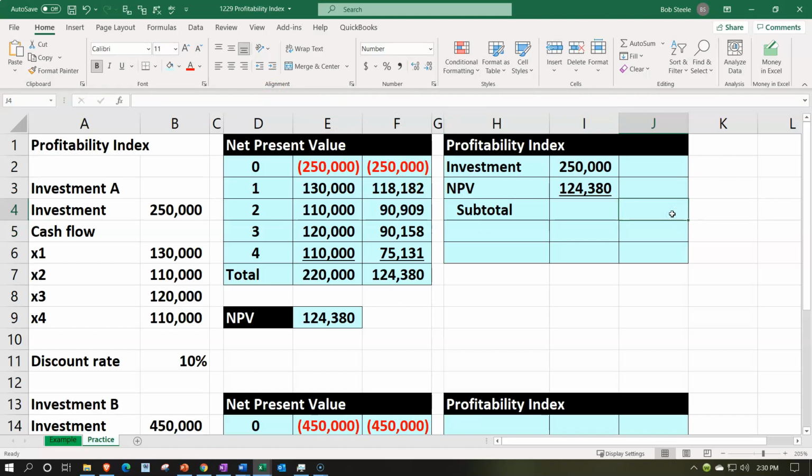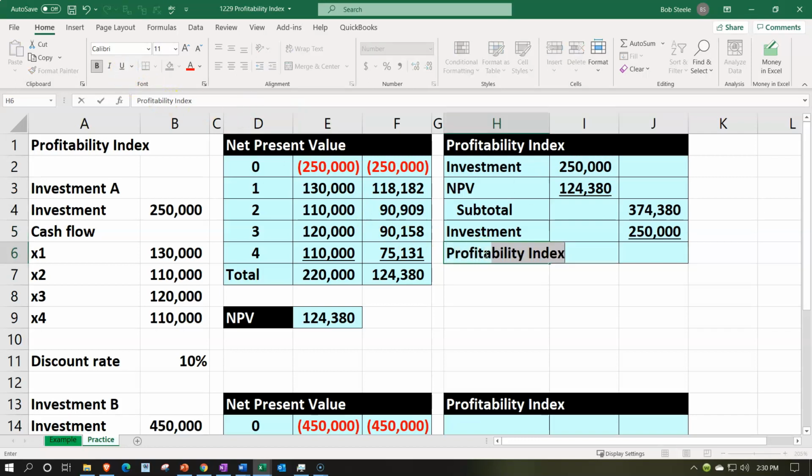Going to sum those up in the outer column equals the SUM. So we got the investment plus the net present value at the 374,380. We're going to compare that then to the investment of the 250, meaning dividing out. So we will then underline that, font group and underline, and that's what we're going to have for our profitability index, also known as the PI.